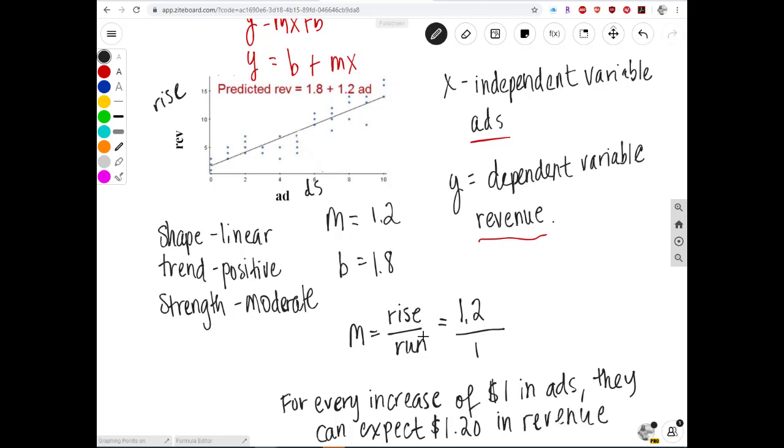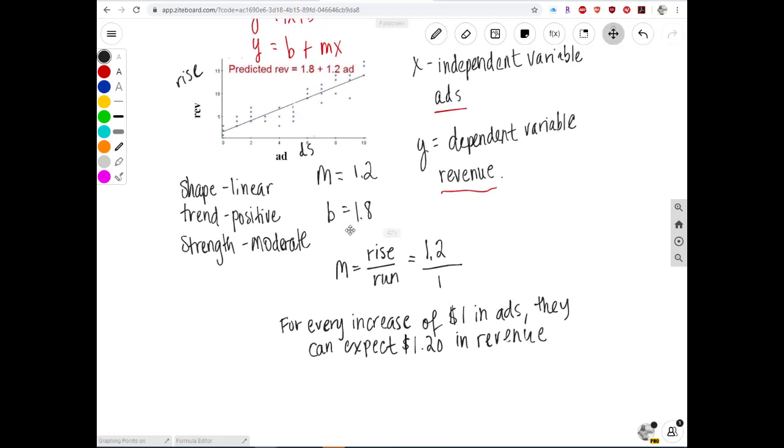So now, is this always going to happen? No, we're using this model of this scatter plot and the trend that it's showing in order to make a prediction about the population. Sometimes, as you can see, some people make more than $1.20 in revenue when they spend $1. We don't know. This is an overall average and what we would expect to see in the population.